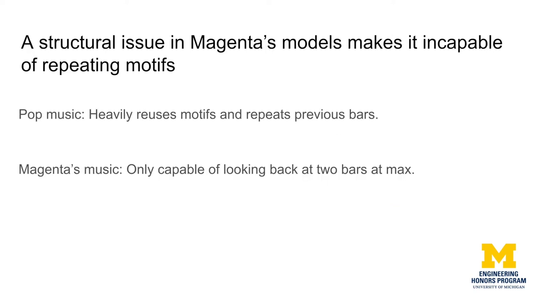It's a huge problem that Magenta's models couldn't repeat melodies. After investigating the source code, I discovered a structural issue. Each time the model outputs a note, it looks back only on the notes 1 and 2 bars before itself to make the final decision. This makes the model incapable of repeating melodies it generated more than 2 bars ago. With that, we can say that Magenta may not be the ideal pop song generator.